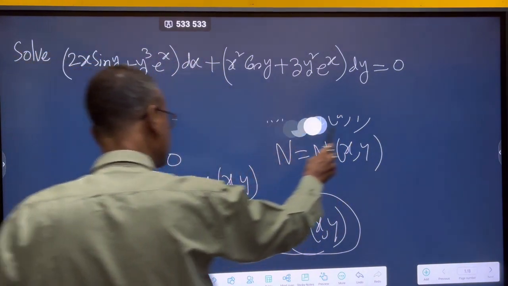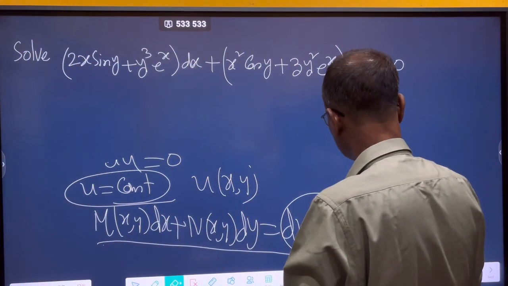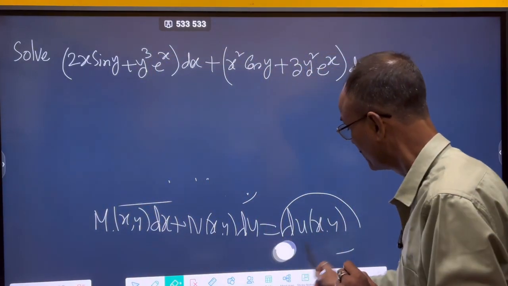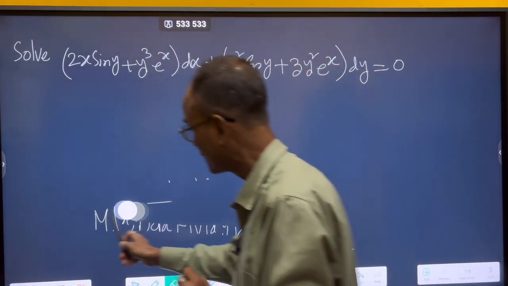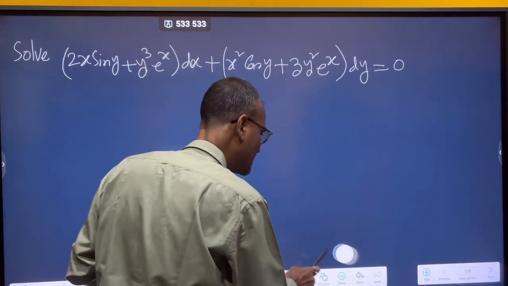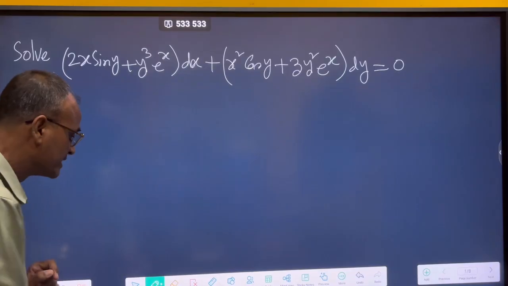Now, we shall solve this problem in three different ways. An exact differential equation can be solved in three different ways, and all the three ways will be discussed.